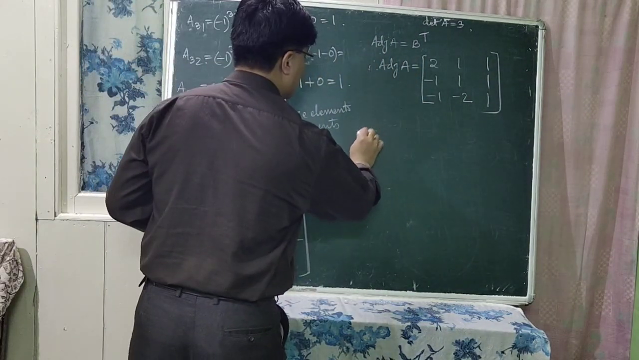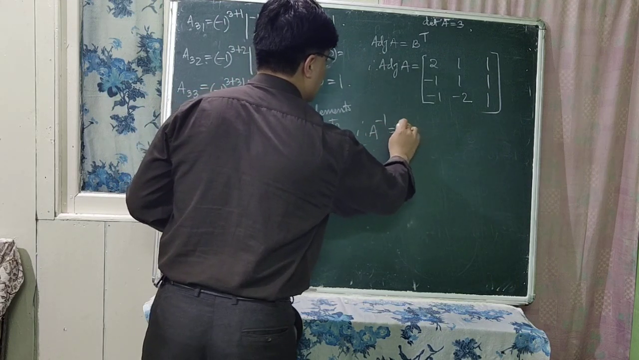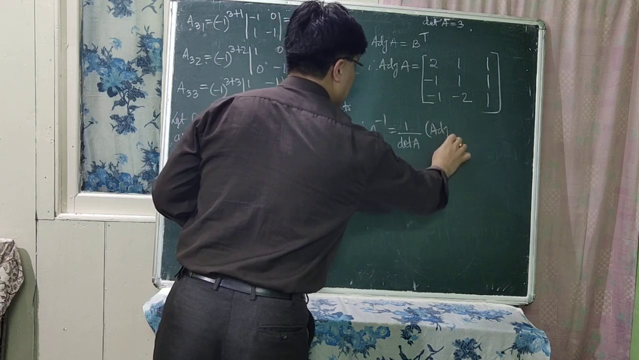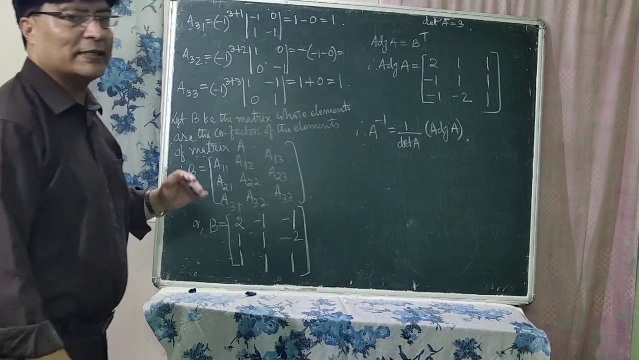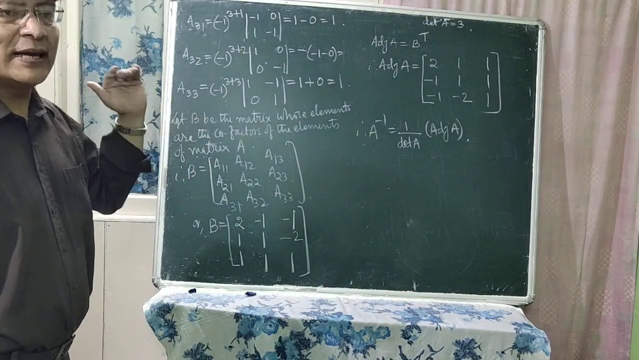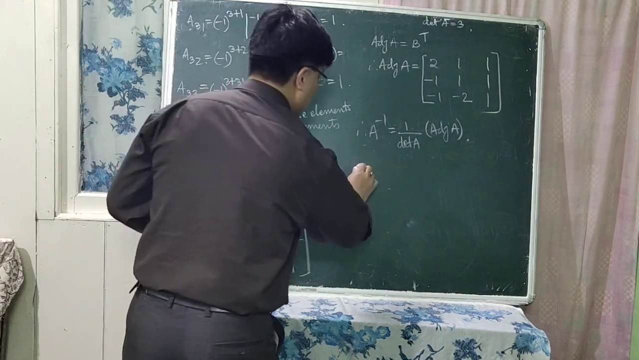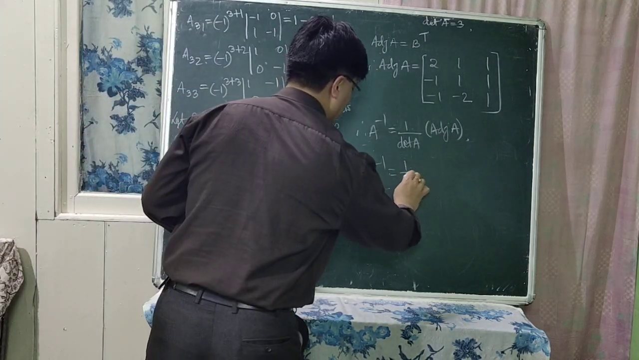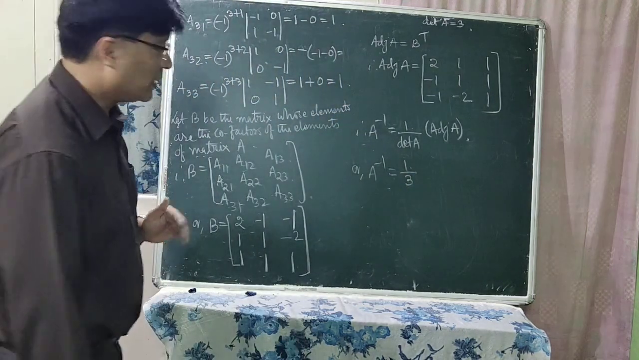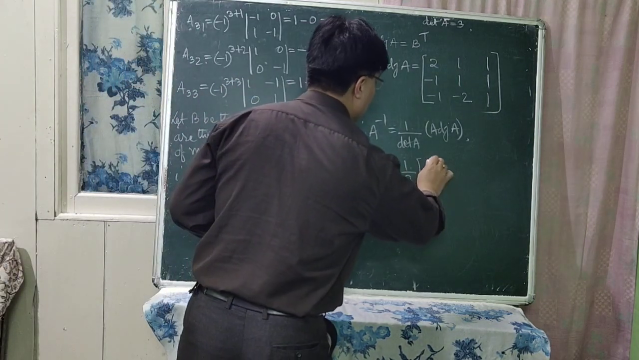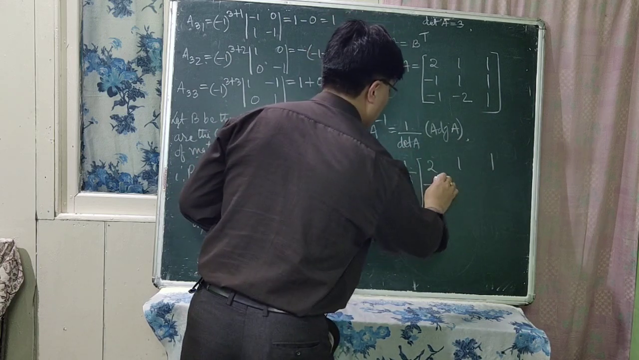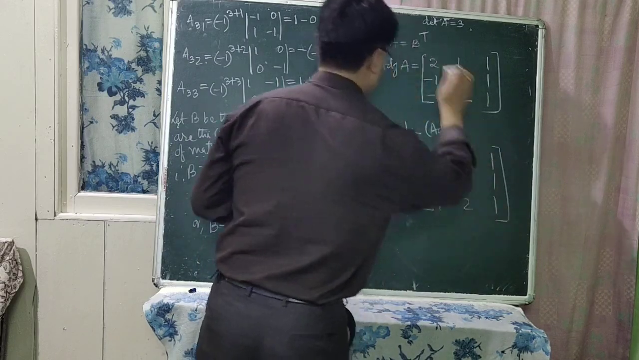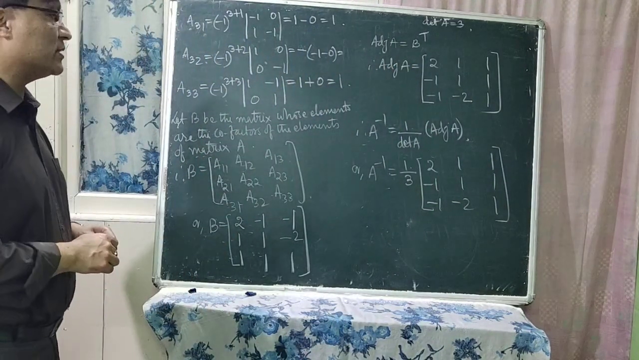Now we have to find out A inverse. What is the formula? A inverse is equal to 1 upon det A into the adjoint of A. So A inverse is equal to 1 upon 3, then write down the adjoint of A. What is the adjoint of A? 2, 1, 1, -1, 1, 1, -1, -2, 1. So this is the inverse of the matrix A.